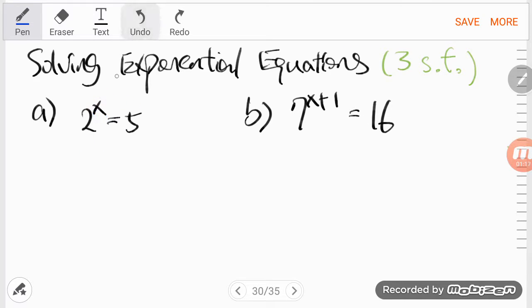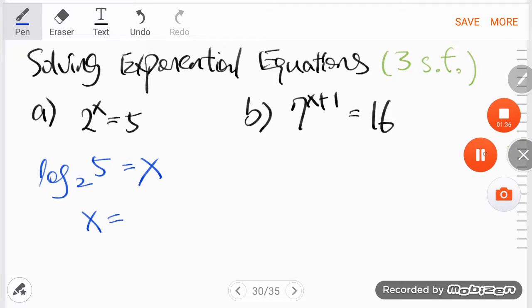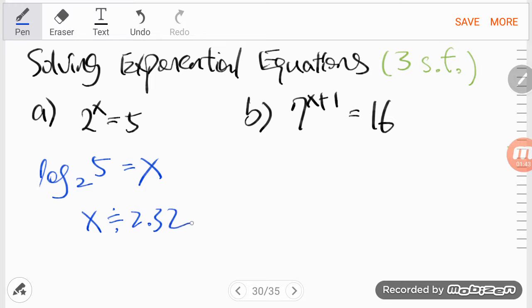I have to find x, and since x is the exponent, I can just change this to log form. I'll have log 5 to the base of 2, and that will be equal to x. If you put that in your calculator, your x is approximately 2.32. Right, 3 significant figures.